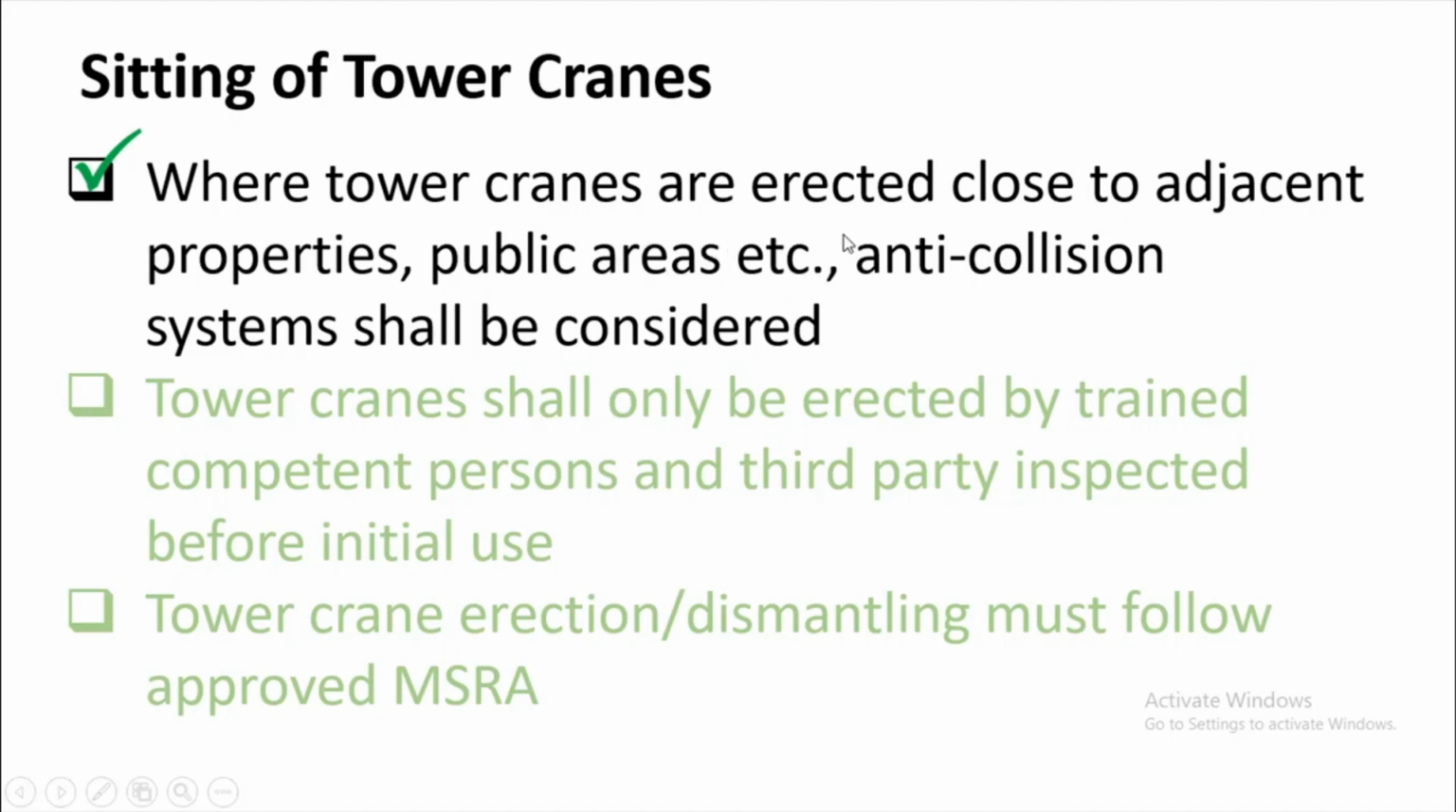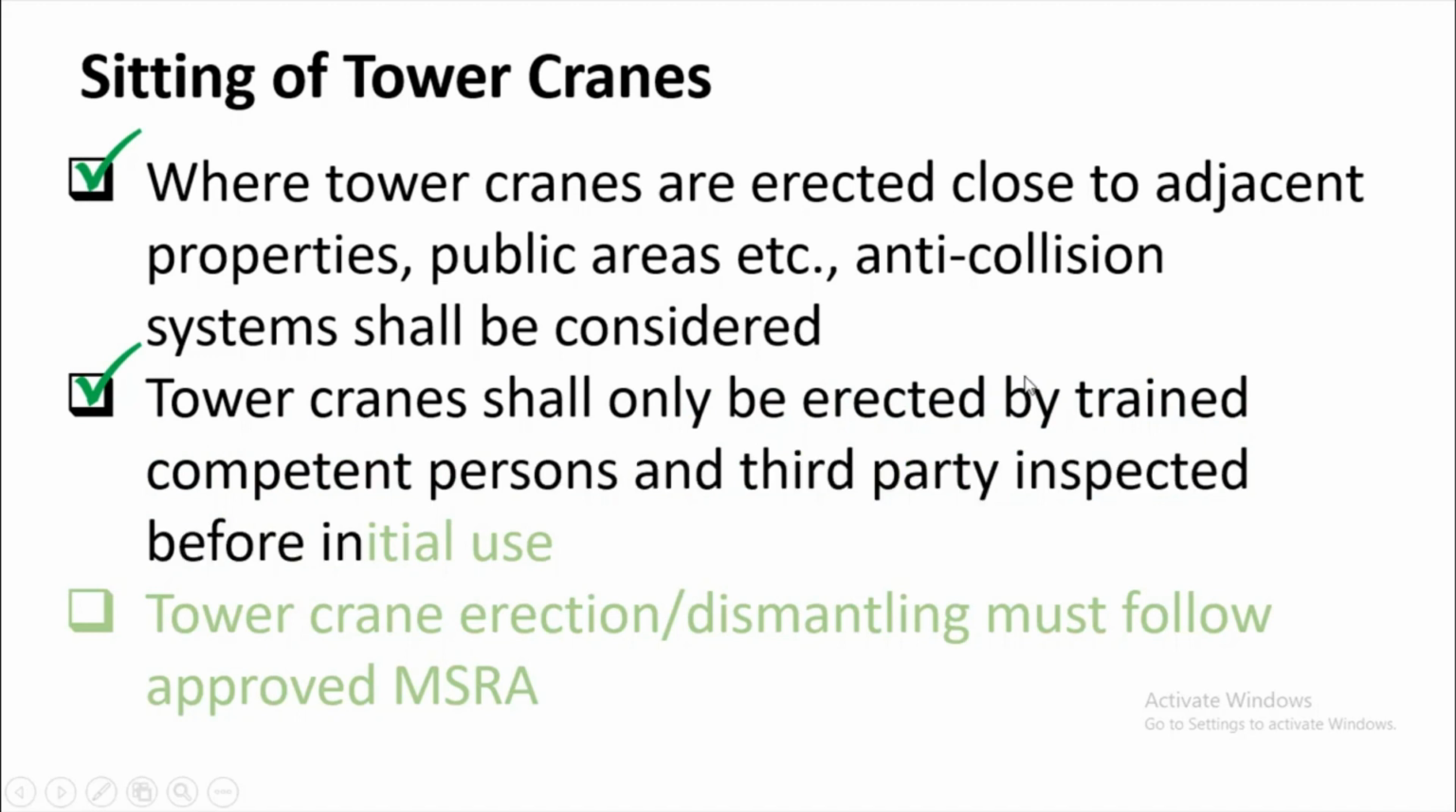This is to ensure that there are no collisions with the structures on the adjacent properties or between the tower cranes themselves. So when you are setting up the anti-collision system, make sure that you engage a third-party approved installer for the anti-collision system, and make sure that this anti-collision system is inspected and certified with separate certificates from the tower cranes by the third party.